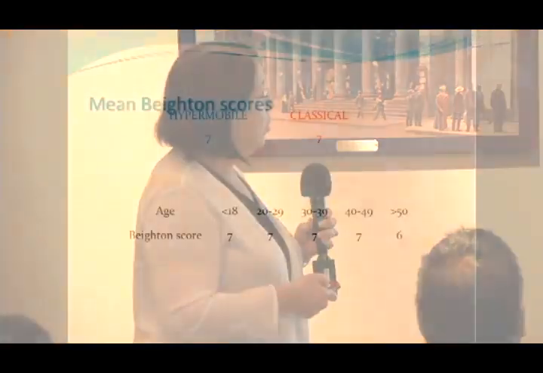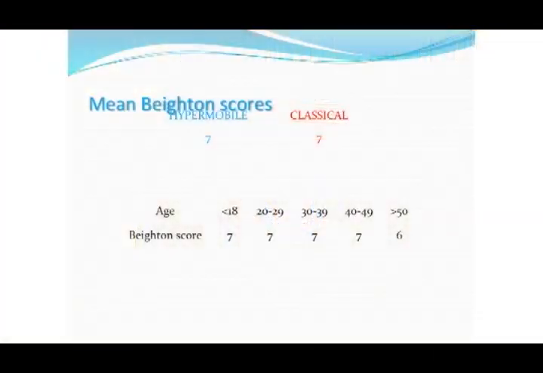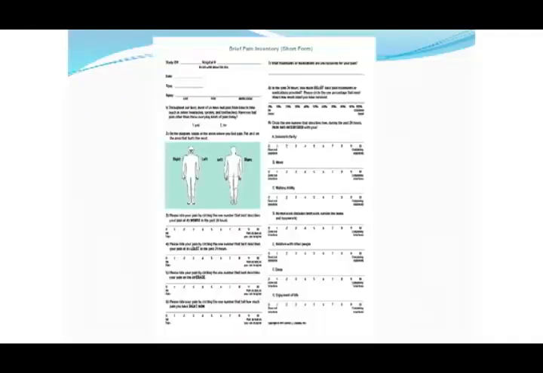So the Beighton scores on average in our group were 7 for all age ranges, except for those over 50, where we saw a slight decrease in the Beighton down to 6. We used the brief pain inventory. This is a form that people fill out to indicate how much pain they're experiencing at the present time, over the past week, and at its most severe and on average.